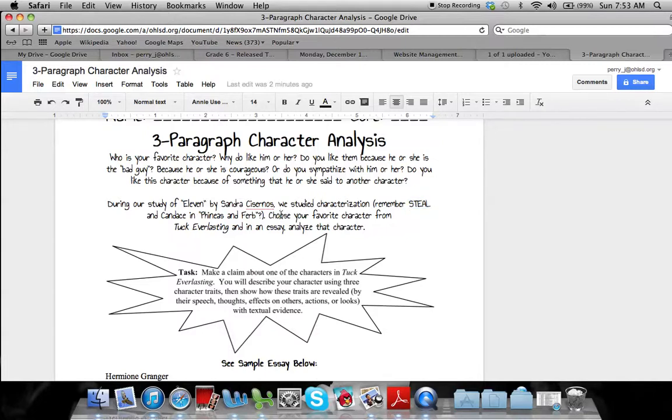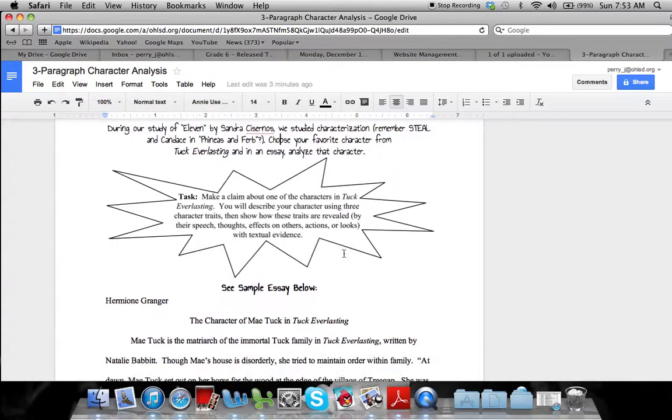So you're going to choose your favorite character from Tuck Everlasting, and in an essay, you're going to analyze that character. One paragraph is going to be one of these letters. So one paragraph could be about his or her speech, his or her thoughts, or his or her effects on others, actions, or looks. So I'm going to show you my sample essay.